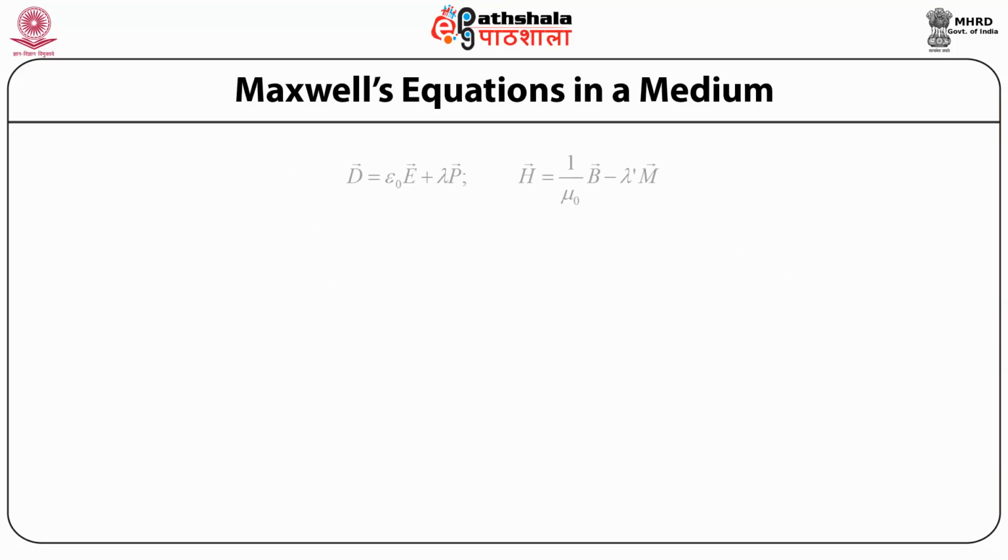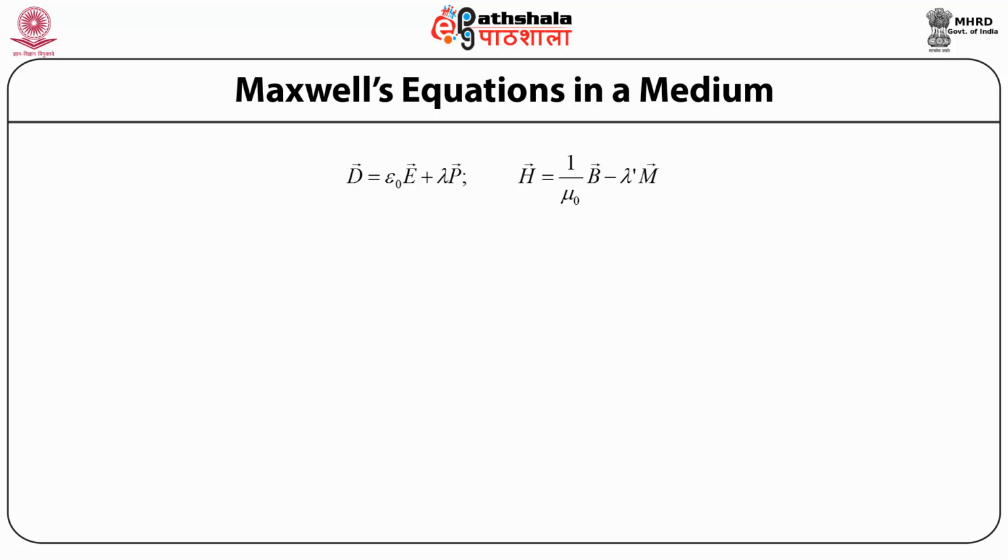Historically, the two phenomena, electrostatics and magnetostatics, developed independently and had their own systems of units. Till then, the problem was still manageable. When the connection between the two was discovered, the confusion became worse and confounded because now the two systems had to be reconciled properly. D vector is equals to epsilon naught E vector plus lambda P vector. H vector is equals to 1 divided by mu naught B vector minus lambda dash M vector.